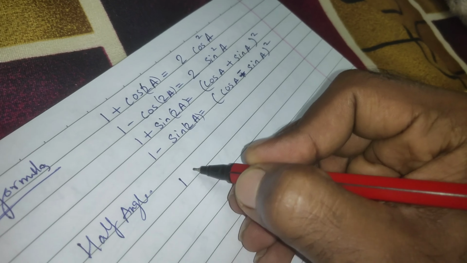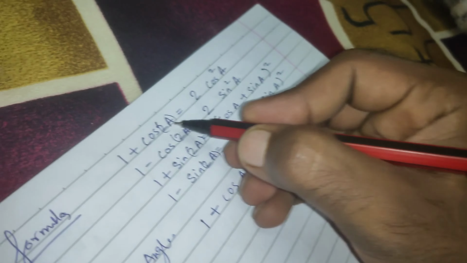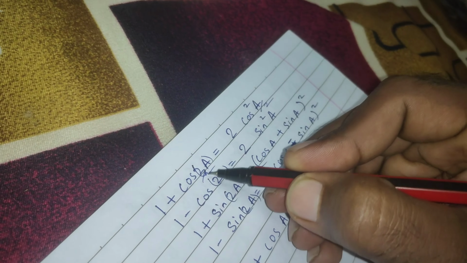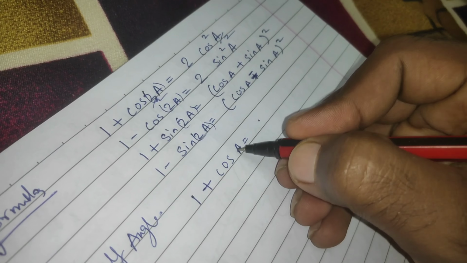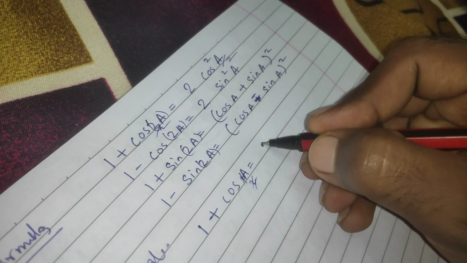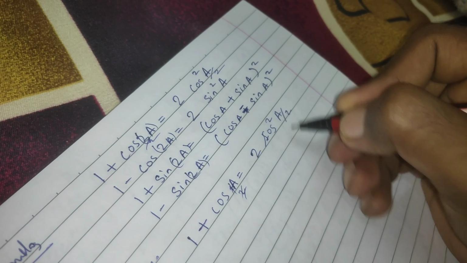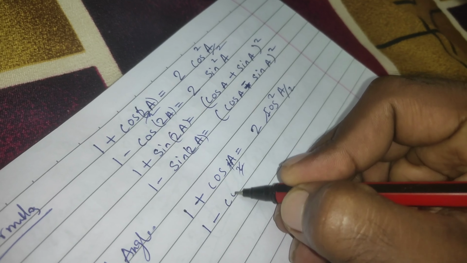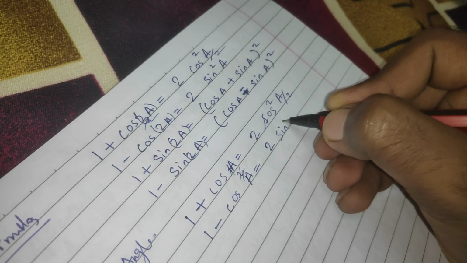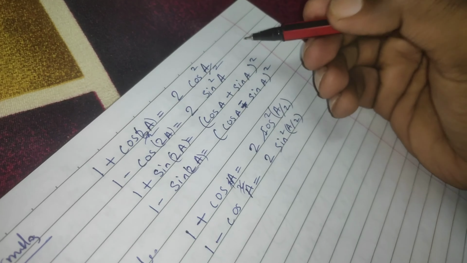So half angle means in 1 plus cos 2a, the angle will be divided by 2. So then the 2 gets cancelled and here the angle will be a. So 1 plus cos a equal to 2 cos square a by 2. 1 minus cos a equal to 2 sin square a by 2. This is the half angle formula which has been derived from this.